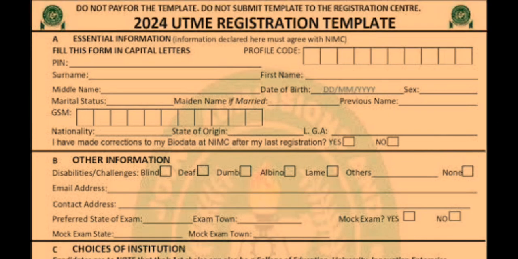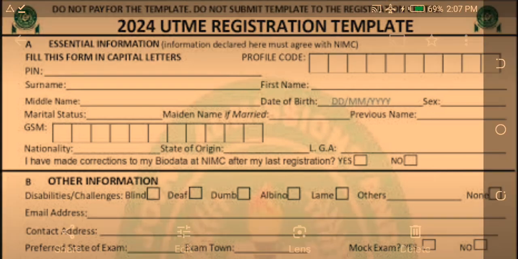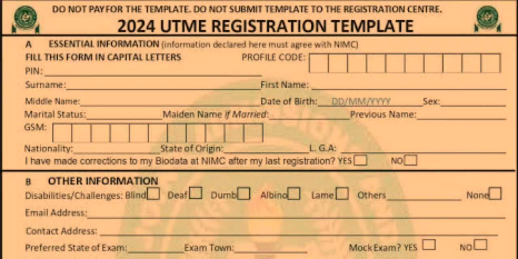Number one, you can see the major thing there is your profile code. I'm sure you can see it from the screen. Your profile code is that code you get when you send your NIN number to the JAMB registration code, which is 55109. So you just write your profile code up there. Then you write your PIN, the JAMB PIN that you bought.